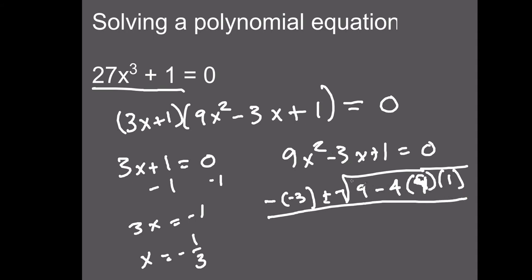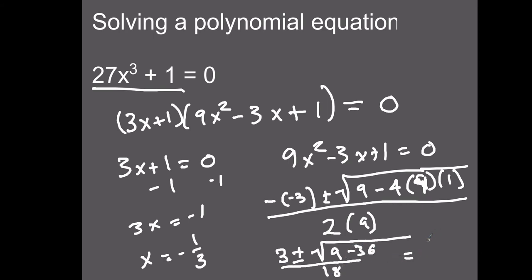This is b squared, negative 3 squared is 9, and then 4 times a, which is 9. Again, that's a 9. Okay, so simplifying it, you get 3 plus or minus the square root of 9 minus 36 over 18, which is equal to 3 plus or minus the square root of negative 27 over 18.